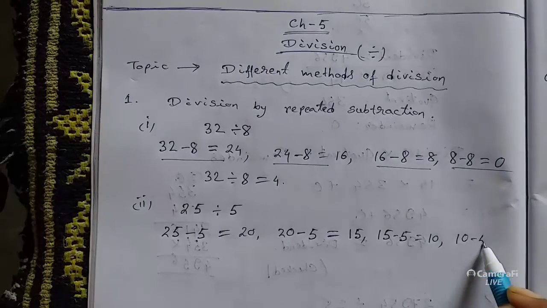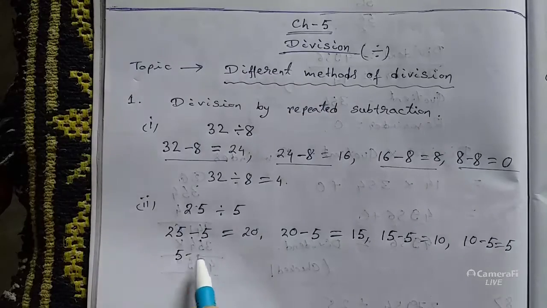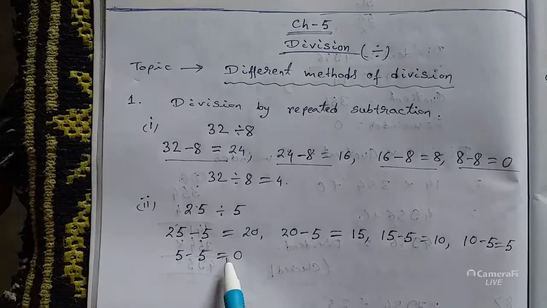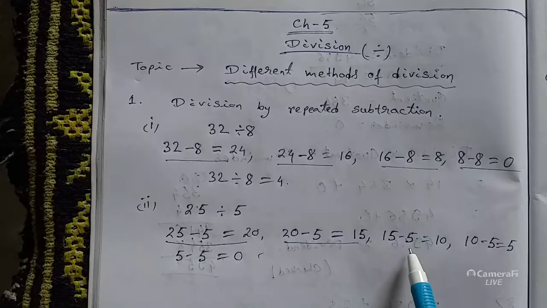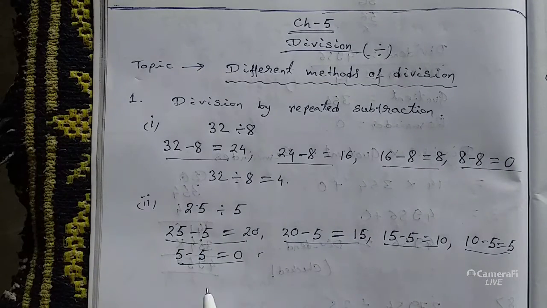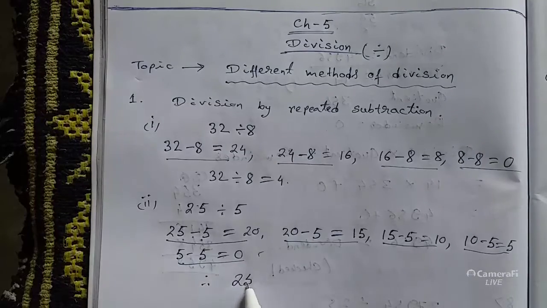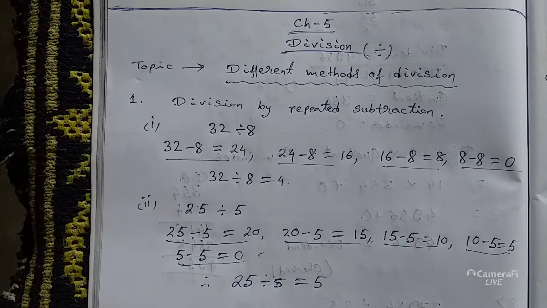Again 10 minus 5 equals 5. Now 5 minus 5 equals 0. So the steps are completed here. Now check how many steps there are. 1, 2, 3, 4, 5. So we can write that our required result, 25 divided by 5, equals 5 steps are there. 5 is the result. So this is the method of repeated subtraction.